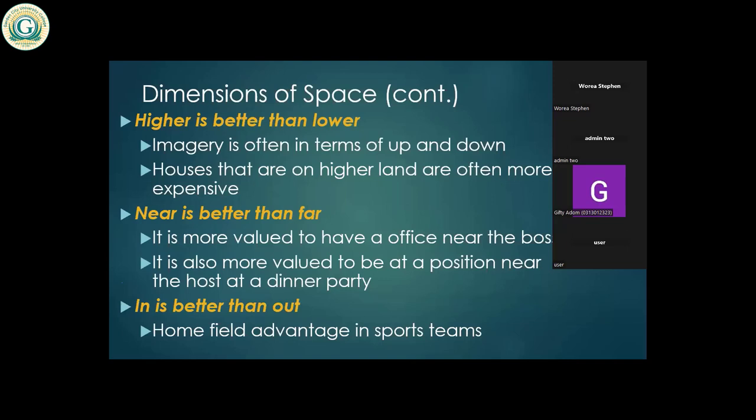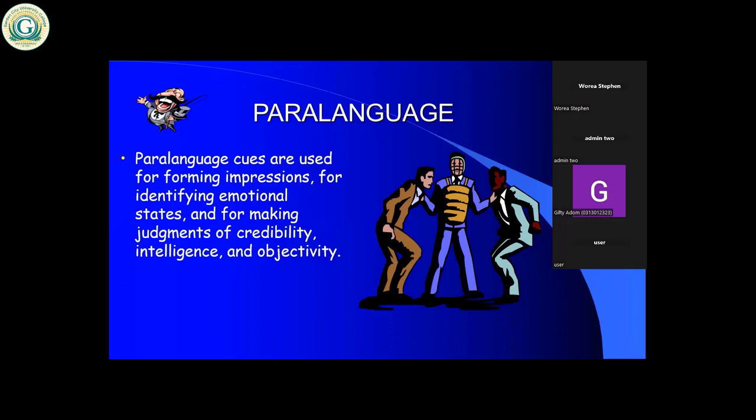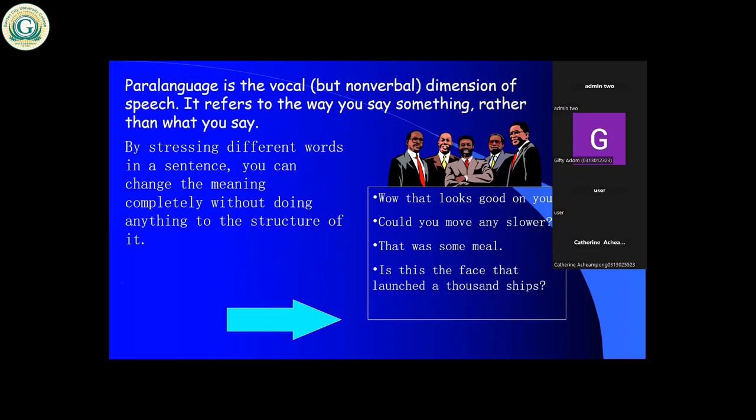So what do you mean by paralinguistics or paralanguage? Paralinguistics or paralanguage are cues. They are used for forming impressions, for identifying emotional states, and for making judgments of credibility, intelligence, and objectivity. Paralanguage is the vocal but non-verbal dimension of speech. It refers to the way you say something rather than what you say.